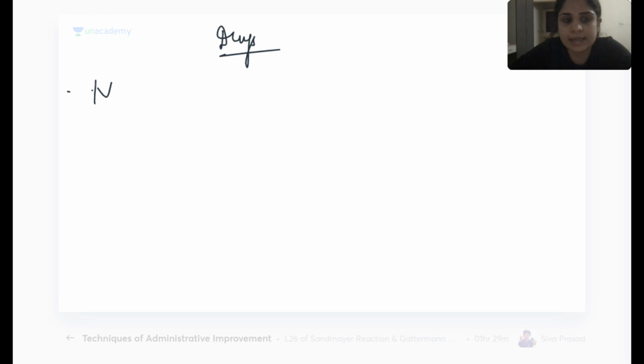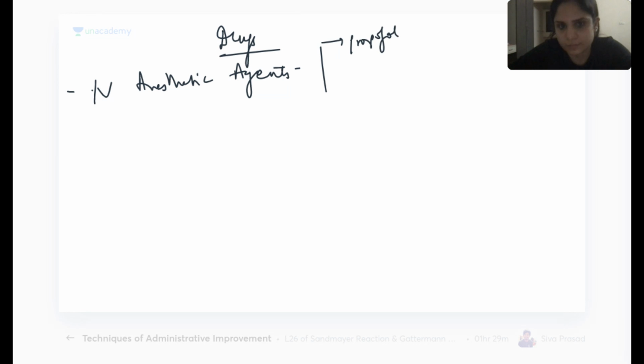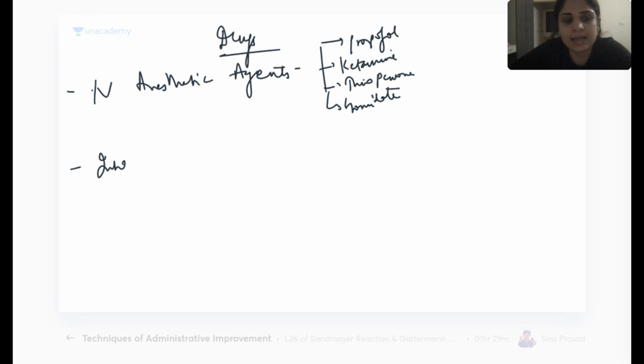First one is your intravenous anesthetic agents. So can you give me examples of these? Intravenous anesthetic agents, Propofol, very good. Next is my inhaled anesthetic agents. So can you give me examples of these?